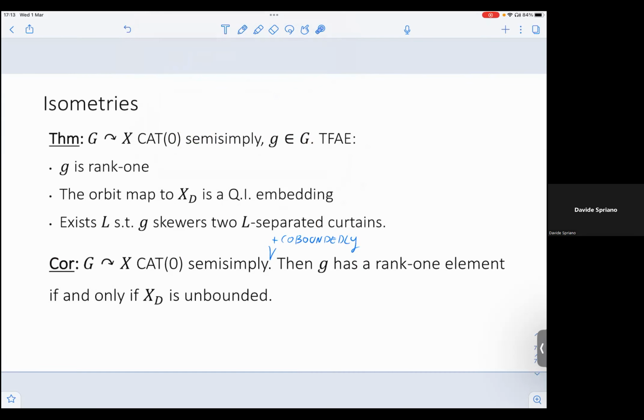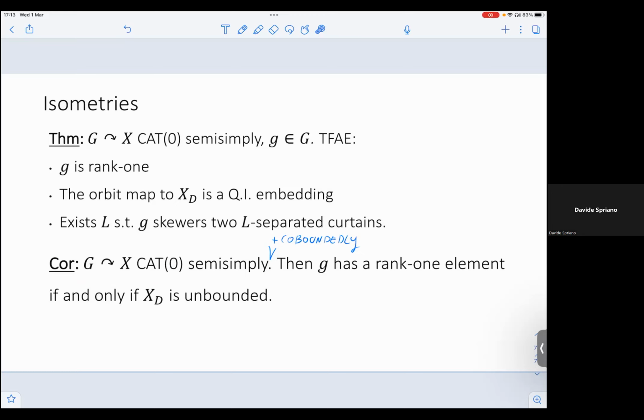If I have a group G that acts on a CAT(0) space semi-simply, then you have a rank 1 element if and only if XD is unbounded. And this is the other direction. If XD is unbounded, then the Gromov classification of isometries tells you that there needs to be a loxodromic element. Sorry, I mixed my words. That's the word I wanted to use because of Gromov classification. And then you use this equivalence to show that this loxodromic has to be a rank 1 isometry of X. Sorry for the confusion.